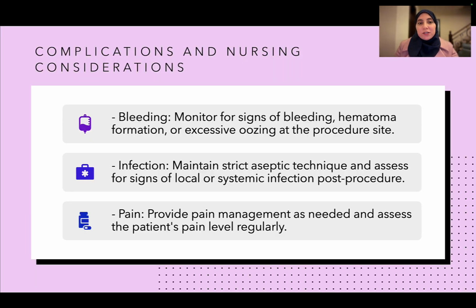So, complications and the nursing considerations. What can happen during or shortly after? Bleeding. You have to monitor for signs of bleeding like hematoma or excessive oozing at the procedure site. Another important complication is infection. So, you need to maintain aseptic technique, you and the doctor, during the procedure. And then afterward, you need to assess for signs of any local or systemic infection. And pain: we need to provide the patient with proper pain management and assess the patient's pain level regularly.